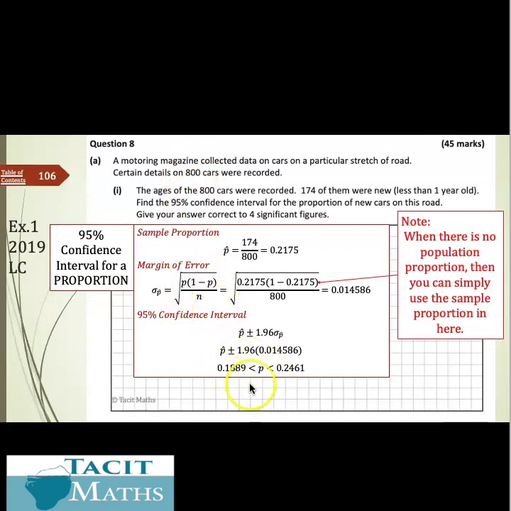What this means basically is that this is the interval for our sample proportion, whereas if we were to get the population of all the cars in the country, we'd be 95% certain that the proportion of them that are new is between this value and this value. So that's effectively what that says.